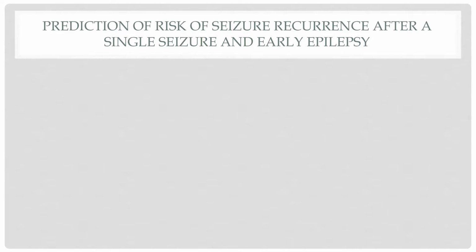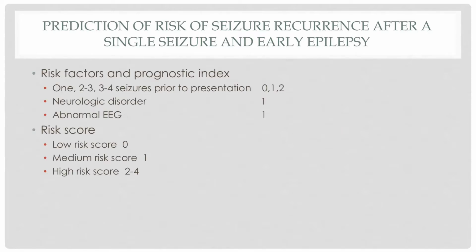Now, to help us in our decision making, they designed this model, a prognostic model that was designed to help determine people who should be started on anti-epileptic medication early and those who should wait. So they look at the number of seizures at presentation, and they get 0, 1, and 2 points. For any neurological disorder or MRI finding, they get 1 point. Abnormal EEG gets 1 point.